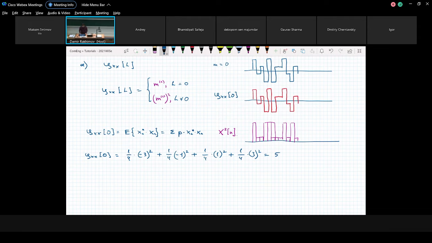And I would say this is the average power that we transmit. Yeah, this is average power. Of course, you have a random sequence, but if you measure this sequence long enough and measure the power, on average you get this 5 in terms of, I don't know, volt squared over time or whatever. So this is the first part. Then we go to the next part. Now we need to determine what the autocorrelation function is for non-zero L.